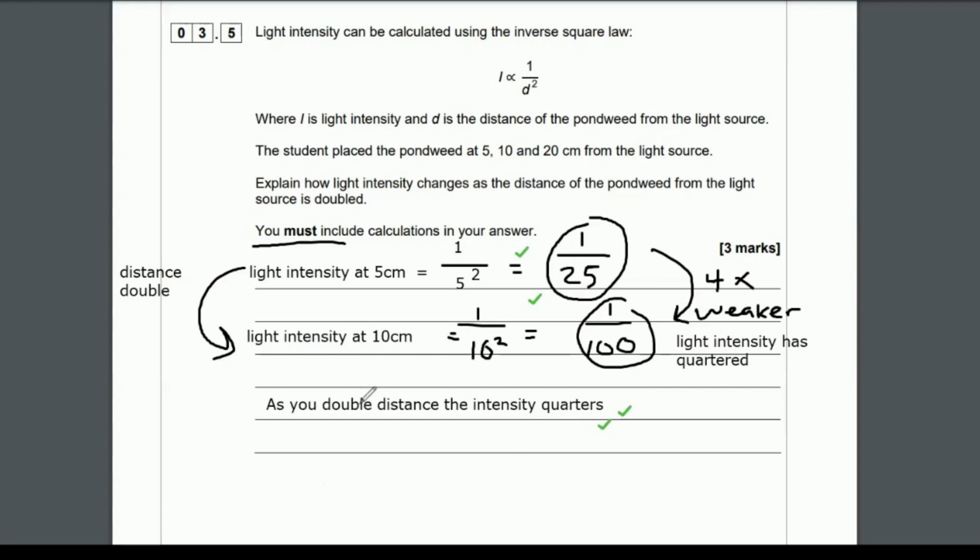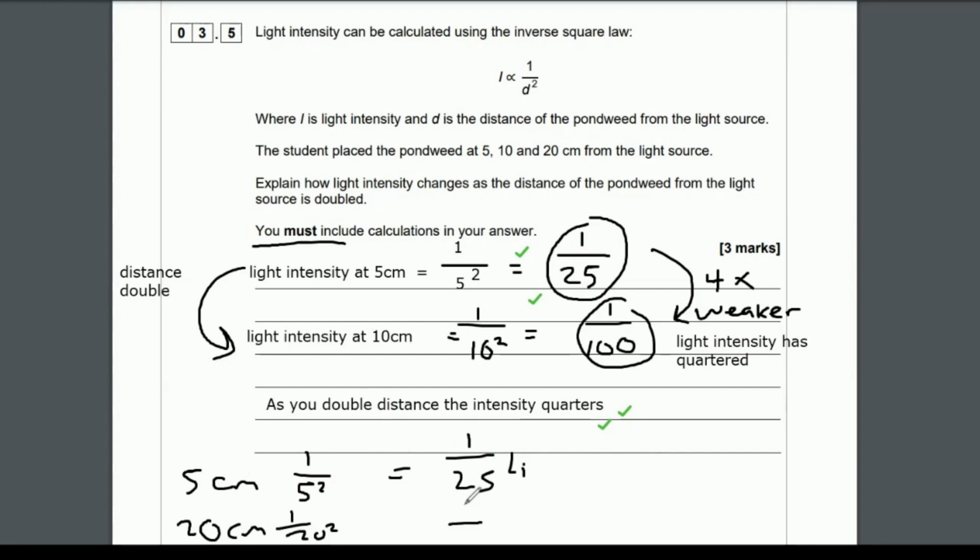But check this out, right? Let's go from 5 centimeters. 1 over 5 squared is the light intensity, so the light intensity is actually 1 over 25. Let's look at it when we quadruple it up. What's going to happen when you quadruple it to 20 centimeters? You're going to get 1 over 20 squared.